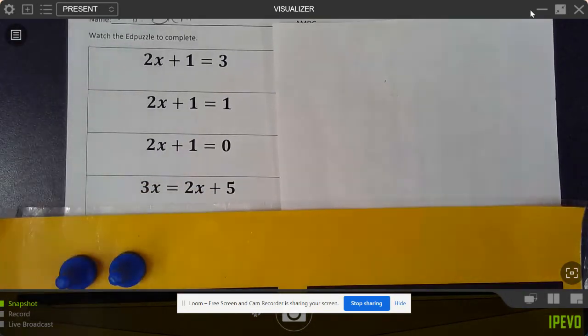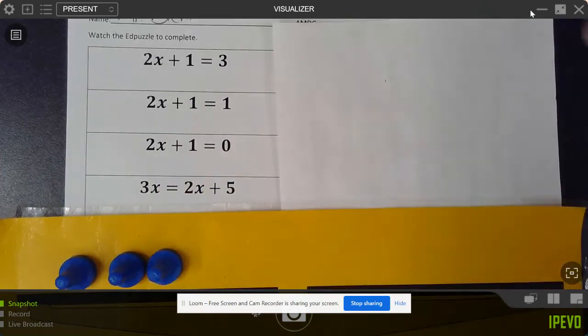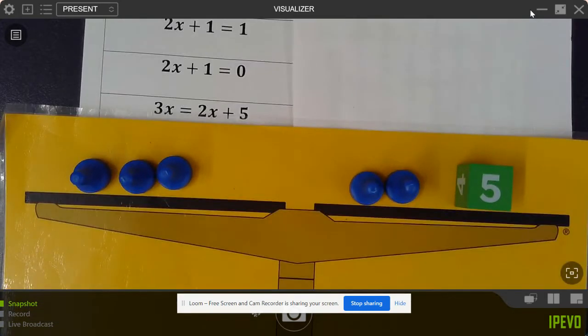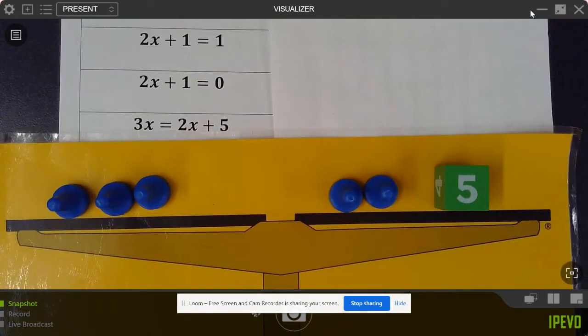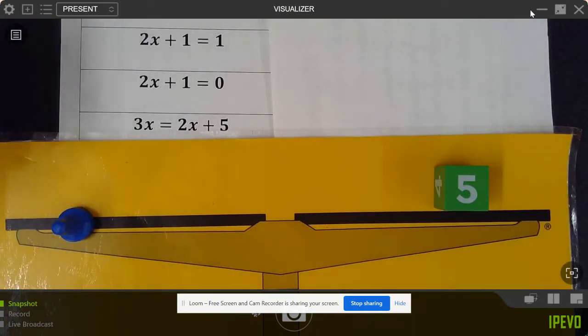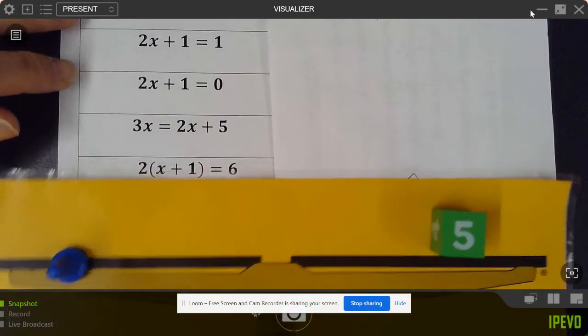What do you think this solution is? See if you can do this one in your head. All right. If you said x equals 5, you're right. You could take 2 x's off of both sides. x is 5. Again, another normal equation, and you have variables on both sides.